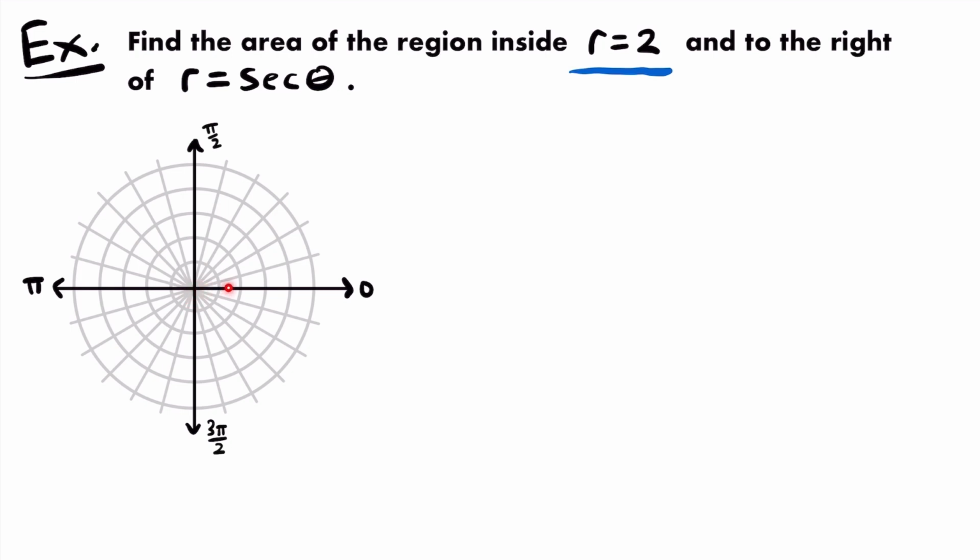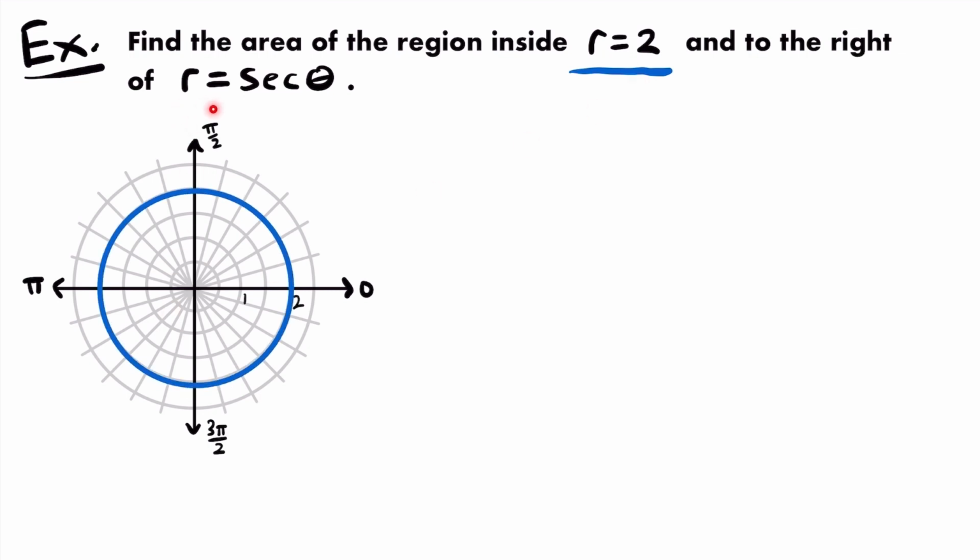And I'm going to say that every 2 circles in this graph is going to represent a unit of 1 for the radius. So the second circle here will be a radius of 1, and the fourth circle will be a radius of 2. And so if this fourth circle is where we have a radius of 2, then the circle that represents r equals 2 will be this circle right here. All right, so that's r equals 2.